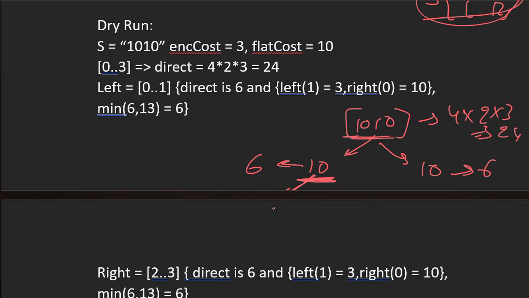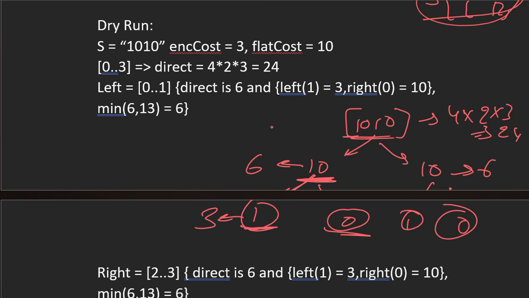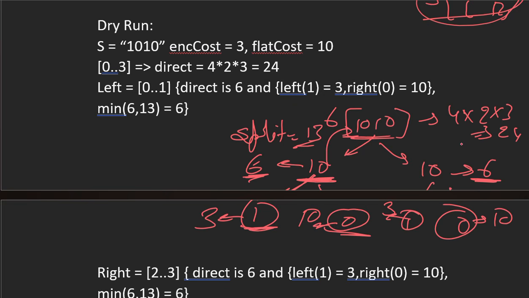Again we split this part into two parts, 1 and 0. In the same way we split the other into 1 and 0. Now the length is odd, so we take the direct cost. The direct cost for 1 is 3, and for 0 it is 10. For this one again, the cost is 3 and 10. So here the direct cost is 6 and the split cost is 13. We take the minimum of 6 and 13, so we return 6 here. Similarly here, direct cost is 6 and split cost is 13, so we again return 6.